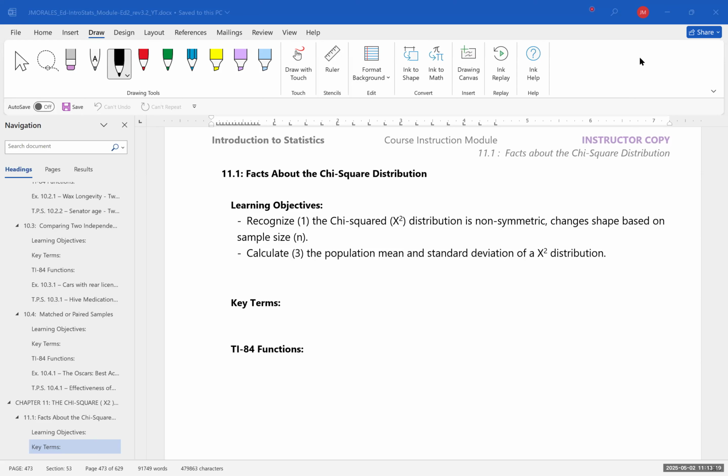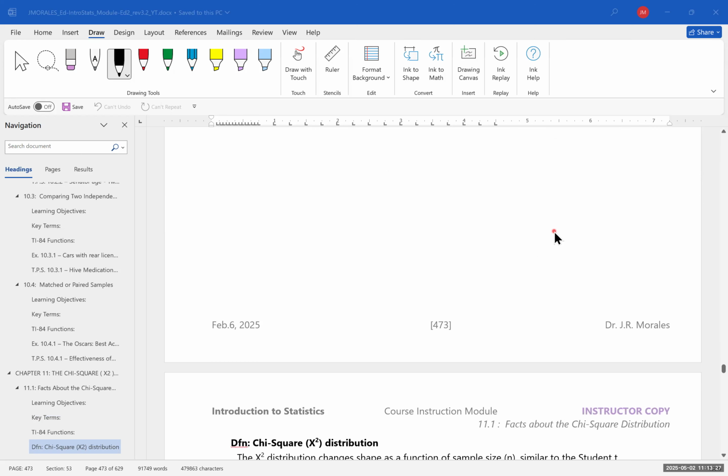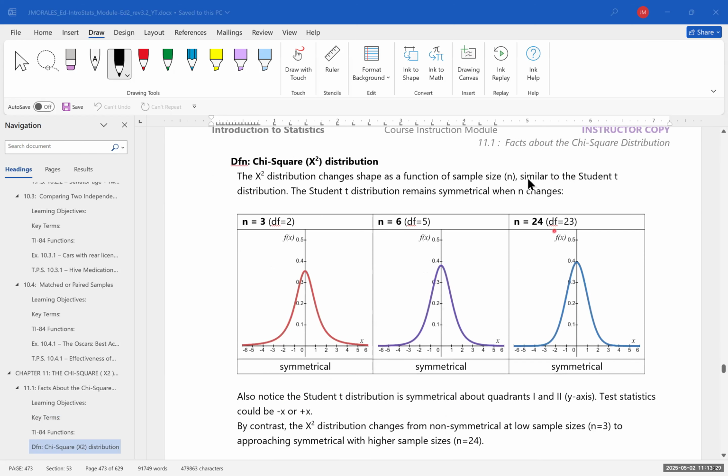Okay, let's now turn our attention to the chi-squared distribution. This is in 11.1. So the chi-squared distribution changes shape as a function of sample size, similar to the student's t-distribution.